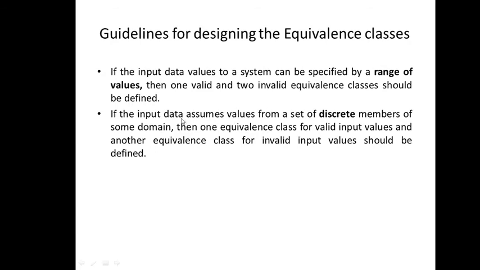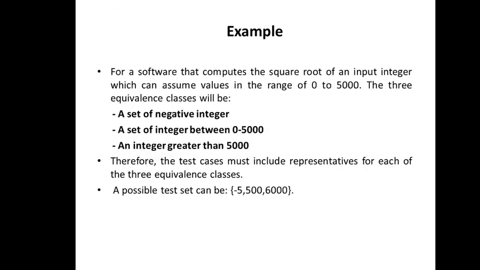While if the inputs are given in the form of discrete values, in that case we'll have just two classes, one for valid and one for invalid input. So the valid class will have the discrete values which are given in the problem, while all the other values except the given values will be in the invalid class. They will exhibit the same behavior. So let's assume an example.